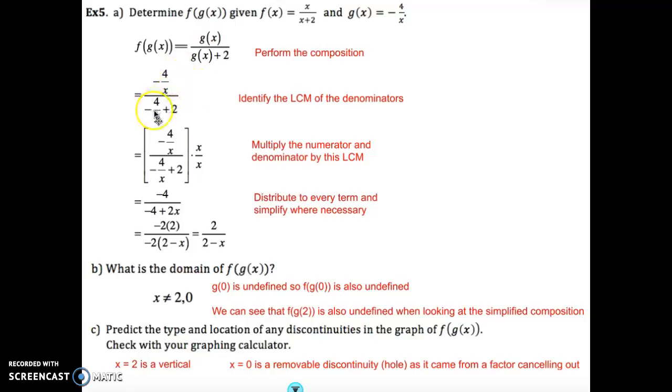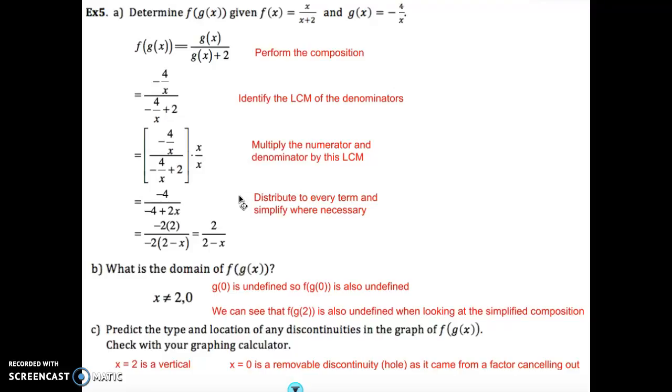We then generate this complex fraction. So just as before, we're going to identify the lowest common multiple of the denominators, which happens to be x in this case. We'll multiply the top and the bottom by x. We'll simplify and factor and reduce down as much as possible. I've come up with an answer here, 2 over 2 minus x.